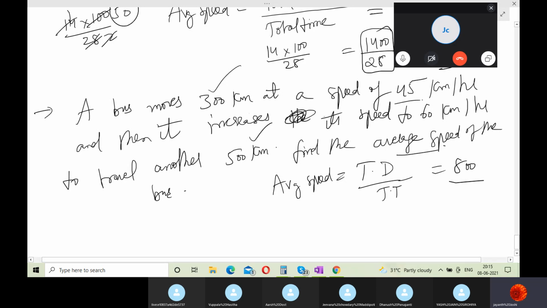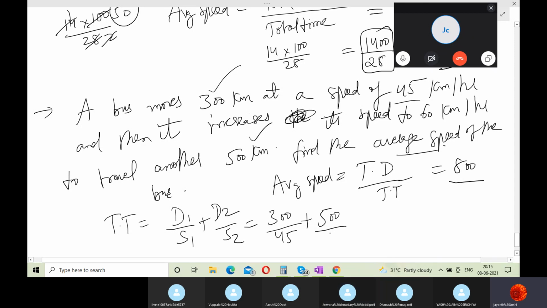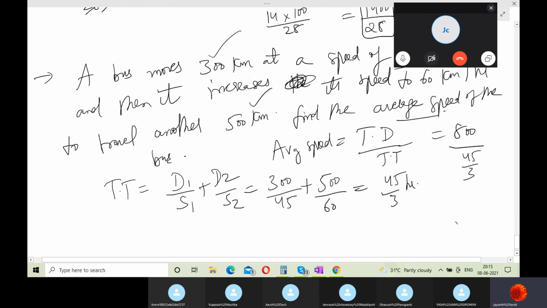Why? Because we have only speed. This is speed, not time. So you need to find out the total time. How will you do? Distance by speed is time, correct or wrong? Time is distance 1 by speed 1 plus distance 2 by speed 2. So 300 by 45 plus 500 by 60. So this will give you 45 by 3 hours. Correct? You put it here, 45 by 3, and now calculate.